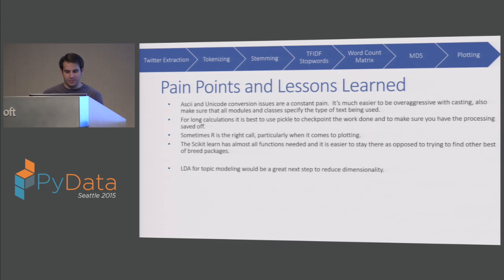Finally, as far as pain points learned goes, ASCII and Unicode conversions are always a huge pain. So I had to go through all of my different modules and basically make sure that they knew I was looking for Unicode data rather than certain types of ASCII. Every once in a while I would forget, but after I ran into this issue a few times, I just became very over-aggressive with making sure everything was Unicode, and even if it didn't look like it had maybe accidentally been cast to ASCII, I would still reconvert it myself, just to make sure that I never ran into that problem later.